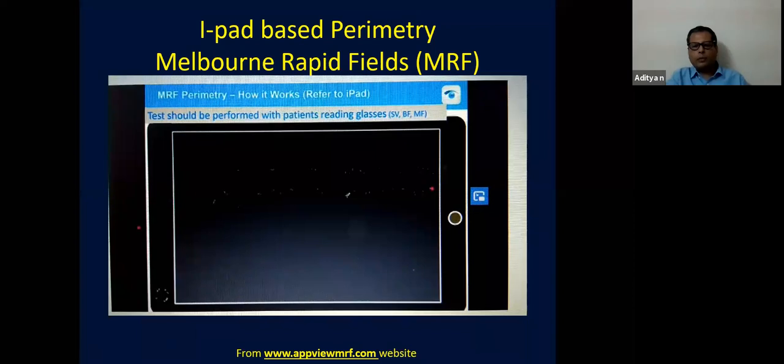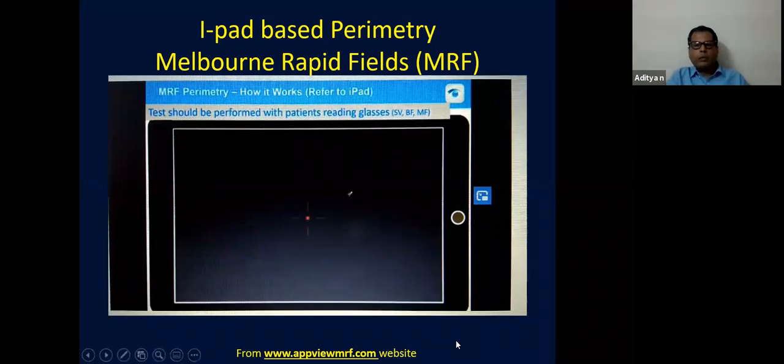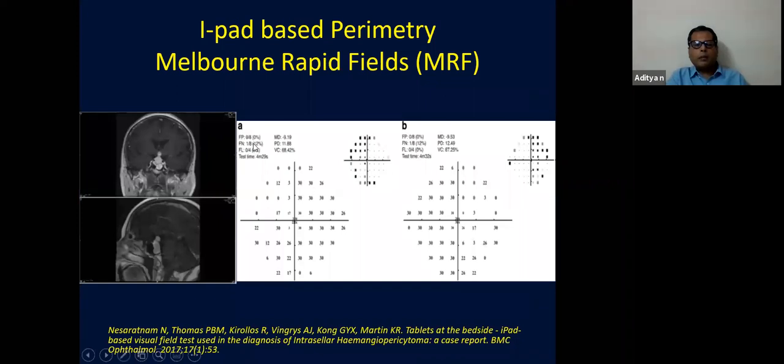Various studies have shown good correlation with standard white-on-white perimetry. And so here, this is a case report of this perimetry. A patient with pituitary tumor, a bedside field was done, and the bitemporal hemianopia is being noted by this machine. So this is another interesting machine which has recently started becoming available in India.